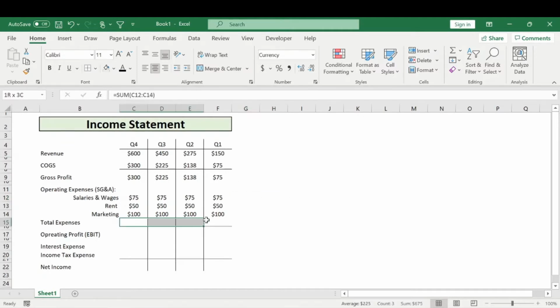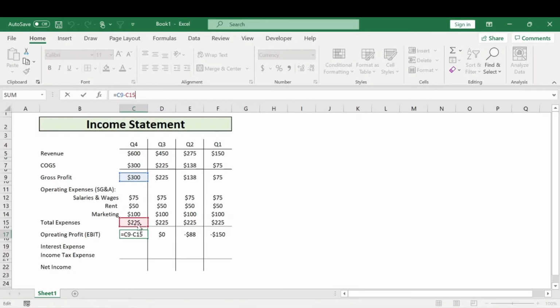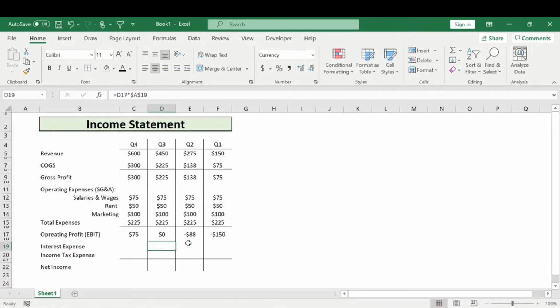So then you're going to want to total all of these expenses that you have here. So then you're going to take your gross profit and subtract it from your total expenses. And here, as you can see, we're down $150, down $88. We broke even quarter 3, and then we were up $75 the next quarter. So you can see we got some growth going here.